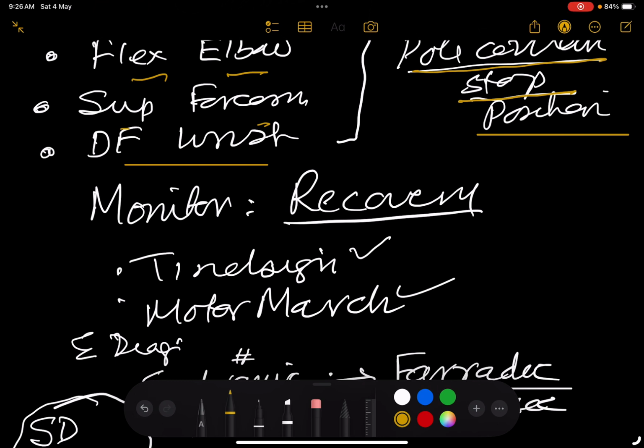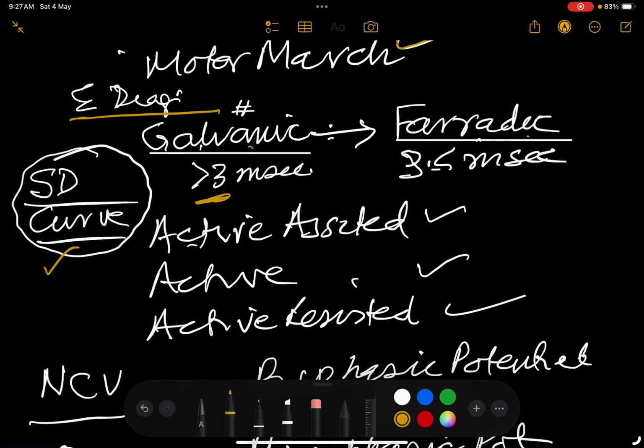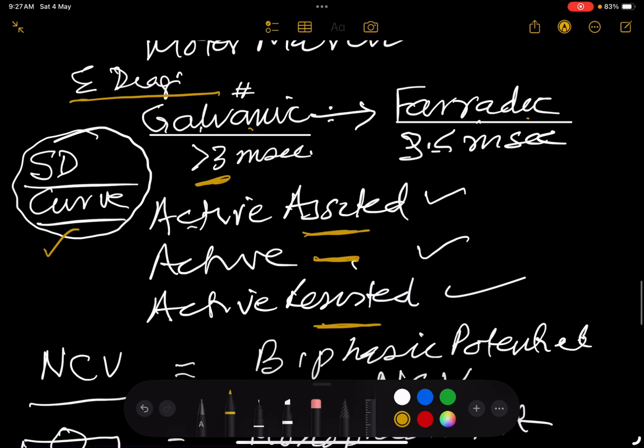Then you monitor recovery and ensure muscle tone. You monitor recovery clinically by Tinel sign and motor march. That means deltoid will recover first and then the biceps and the brachialis. Then by electrodiagnostics, you can monitor by galvanism converting to faradism. That means from ability to be stimulated by more than 3 millisecond stimuli only, to ability to be stimulated by less than 3 millisecond stimuli, the SD curve. Then gradually the power comes back and you can do active assisted exercises, then active exercises, then active resisted exercises.